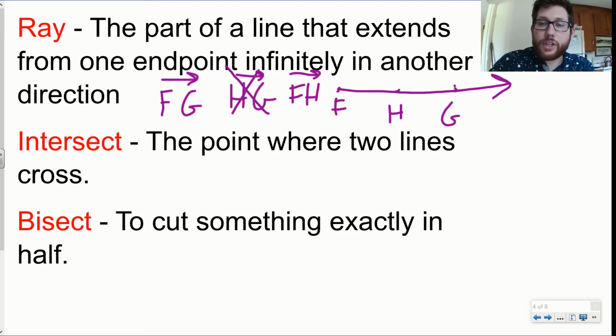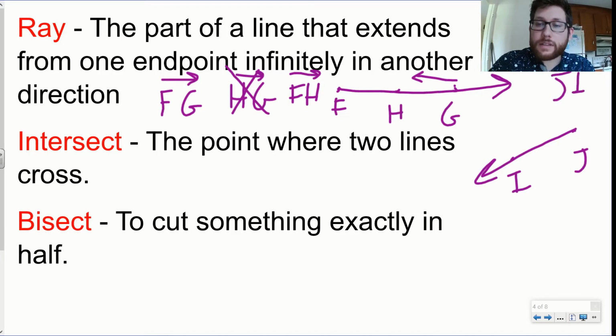Let's try GF. Is that the same ray? Well, no, because this one would imply, and sorry, my handwriting's a little messy here, that we start at G and we're heading this direction. The arrow at the top doesn't tell you which direction the ray is going, it's just saying it's a ray. So, for example, I could have a ray going like this. This is IJ. That ray's name is still JI. You always start with the base or your endpoint and then work towards your infinite side. So it doesn't matter which way the ray is going, we're always going to notate our rays with an arrow to the right.